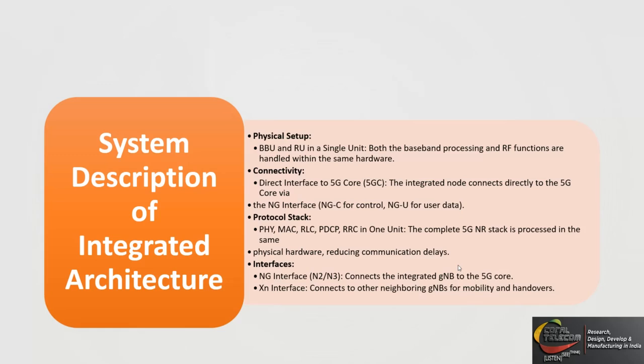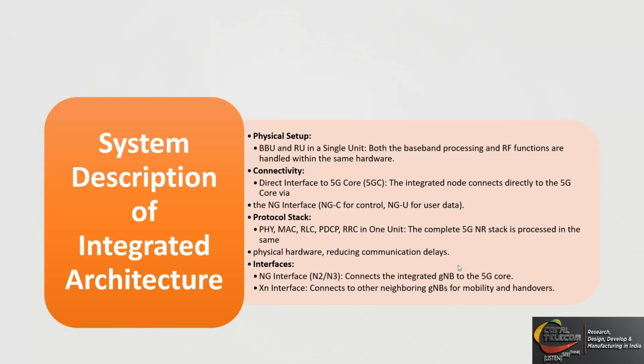There it is going to use two types of interface. One is N2, which connects with the AMF, and the other is N3, which is used to connect with the UPF. Where it connects with the AMF, it processes all the control signaling over the N2 interface, and where it has to send the user traffic, it connects to the UPF via the N3 interface and processes all the user real-time data over the N3 interface.